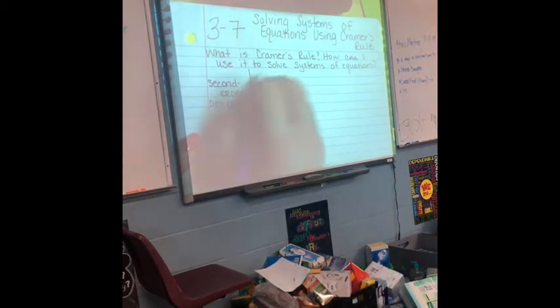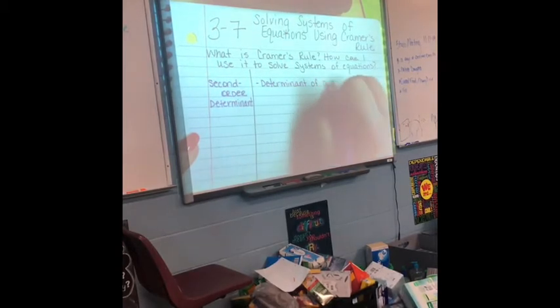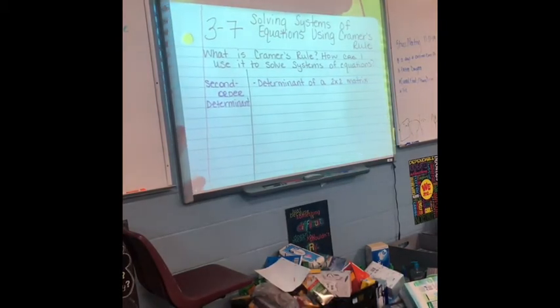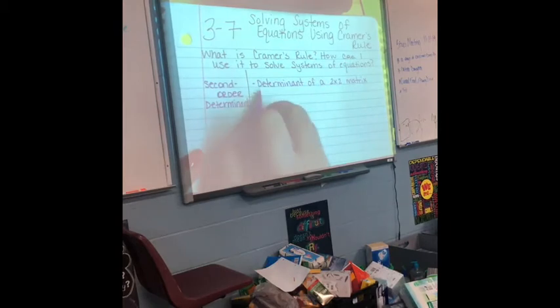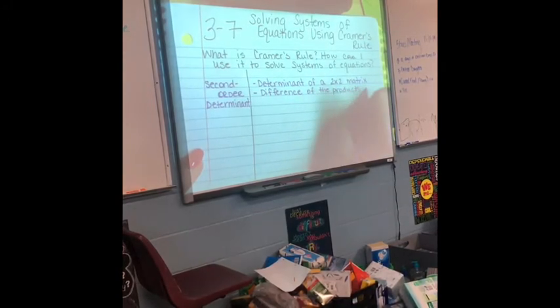All right, so the second order determinant is a determinant of a 2 by 2 matrix. And it is calculated as the difference of the products of the diagonals.